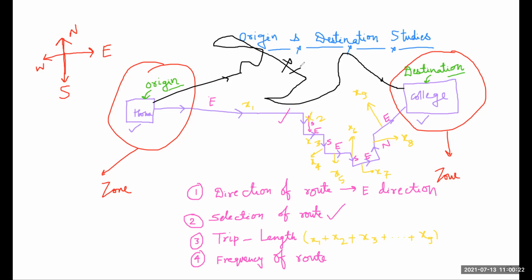In the same manner, here we choose or select a particular route for traveling from home to our college. So origin and destination study will give which route will be selected by us for traveling. Next is your trip length. Here our trip length is x1 plus x2, because these are the lengths which our vehicle will travel from home to college. So we get our trip length also.